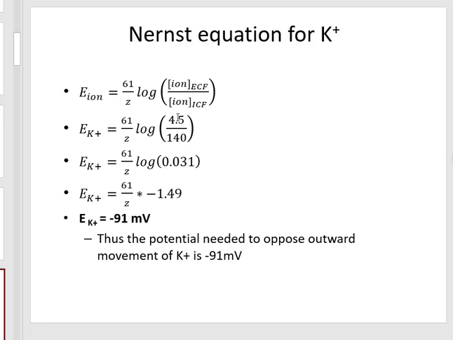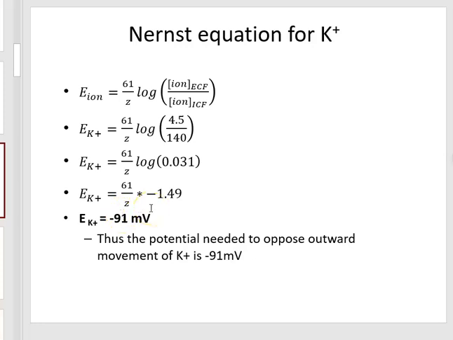A better way of looking at it would be potassium could move in and out at equal rates if the potential was -91. And I think you'll remember at hyperpolarization, a membrane can't reach -91. So what if we do this for sodium? So again, potassium is going to flow out of the cell unless the membrane potential gets down to around -90.